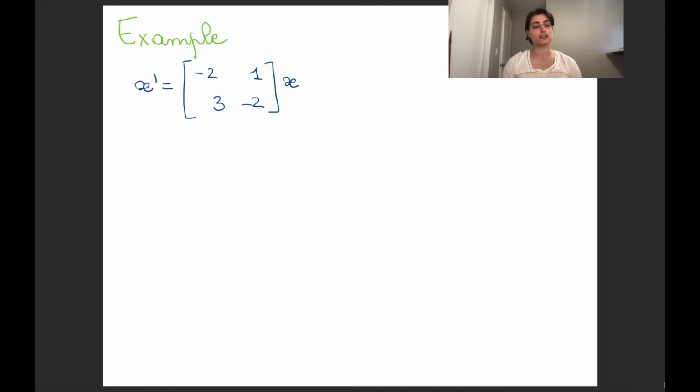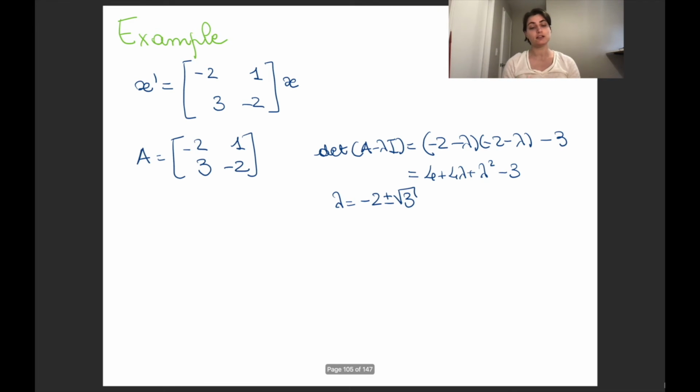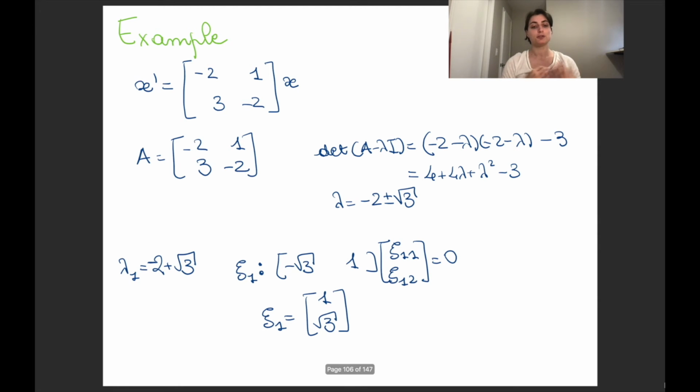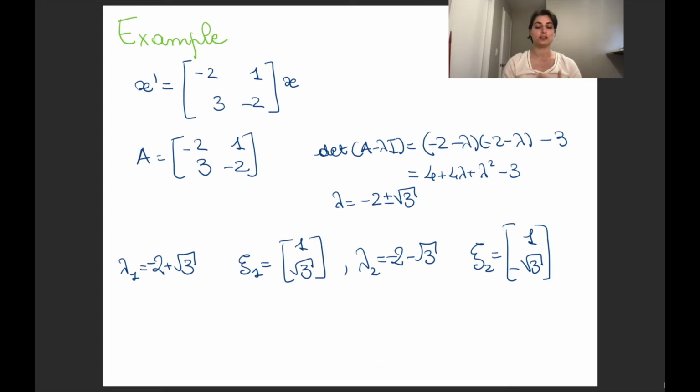And let's have another example. We have [minus 2, 1, 3, minus 2], x prime equals A times x. First step, again, we compute the eigenvalues, and we find the eigenvalues to be minus 2 plus or minus square root of 3, and we compute the eigenvectors. If we did the calculations exactly, the first eigenvector associated to the eigenvalue of minus 2 plus square root of 3 is (1, square root of 3), and the second eigenvector associated to the eigenvalue minus 2 minus square root of 3 is (1, minus square root of 3).